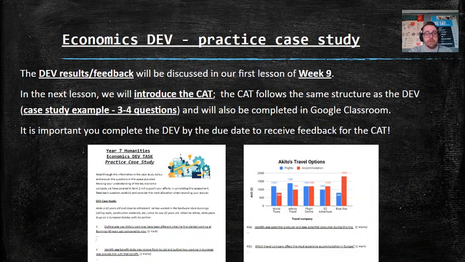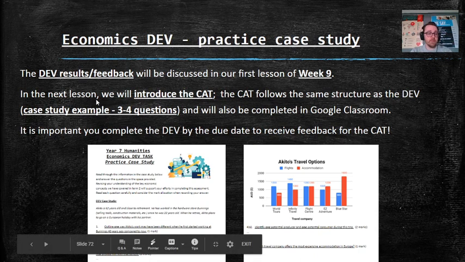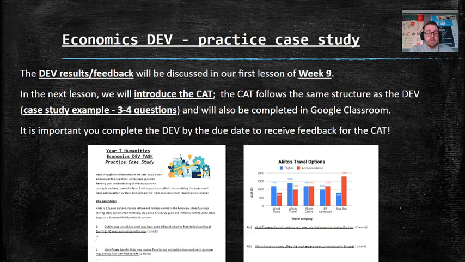So the dev results and the feedback will be discussed in our first lesson of week 9. Both my Year 7 classes actually miss out on 1 lesson because of the Queen's birthday holiday, so we've got 2 lessons in week 9. In that first lesson, we'll discuss the dev results and the feedback, which I'll be uploading to Compass. In the next lesson, so on our final lesson for week 9, we'll be introducing the CAT.